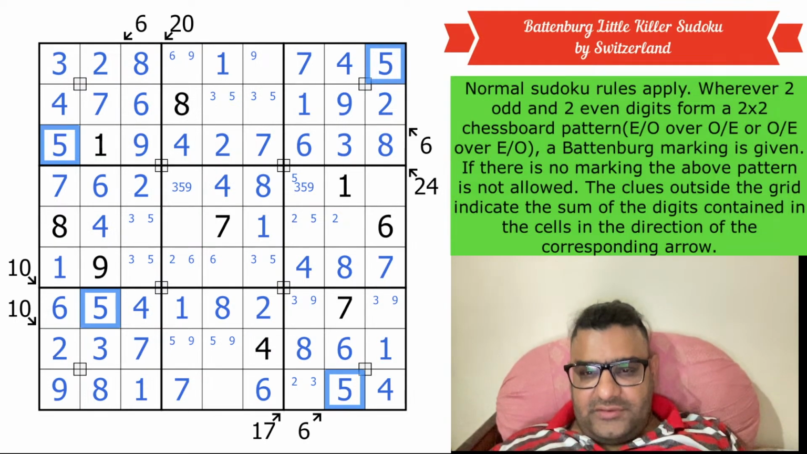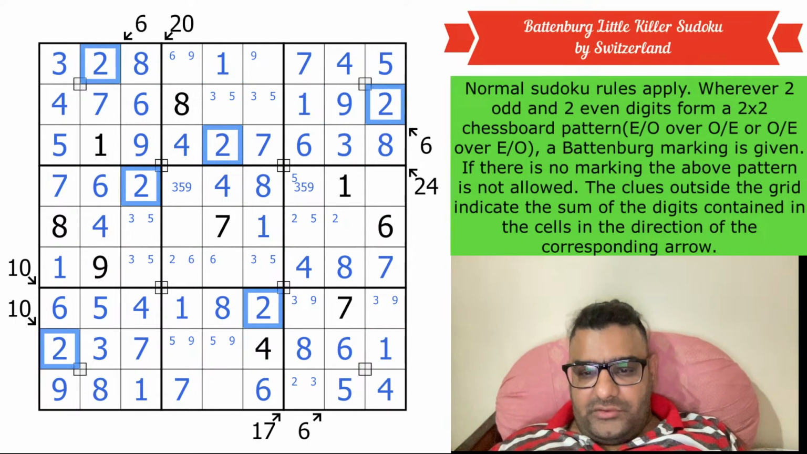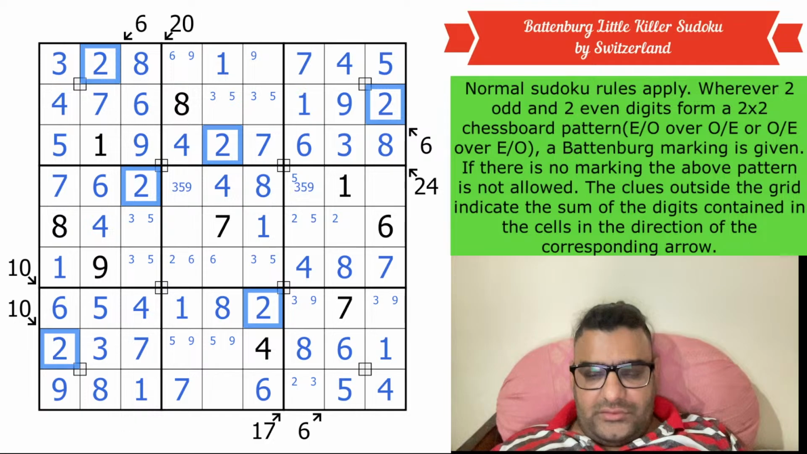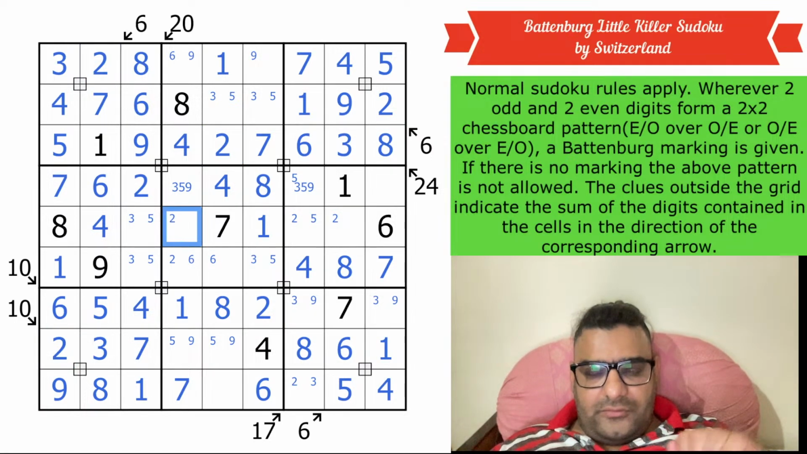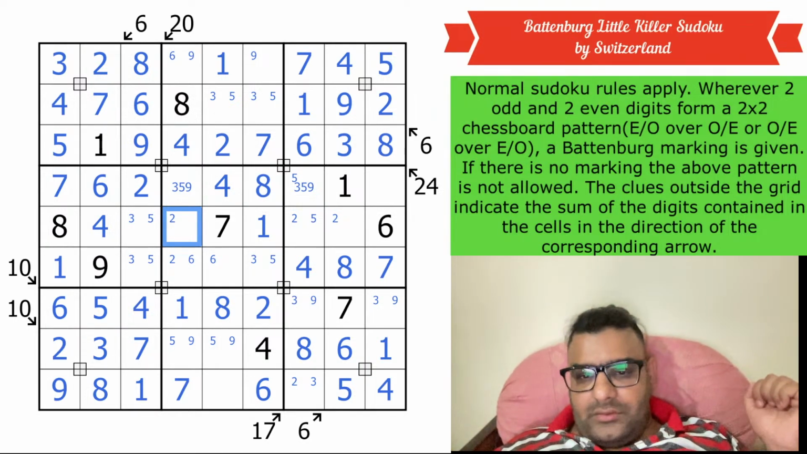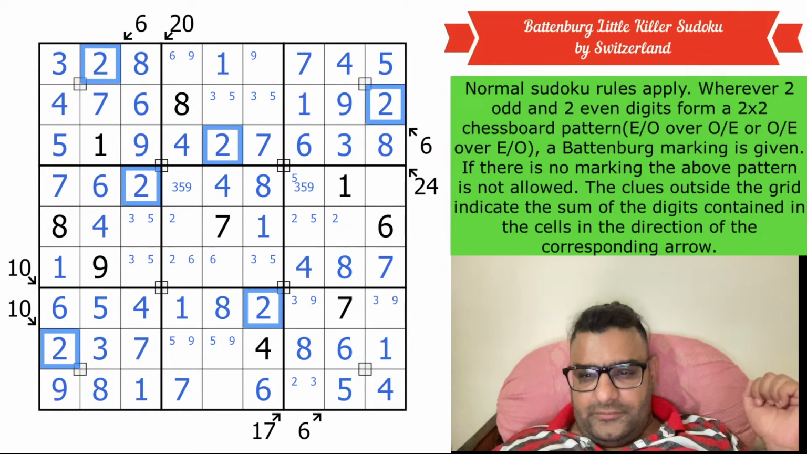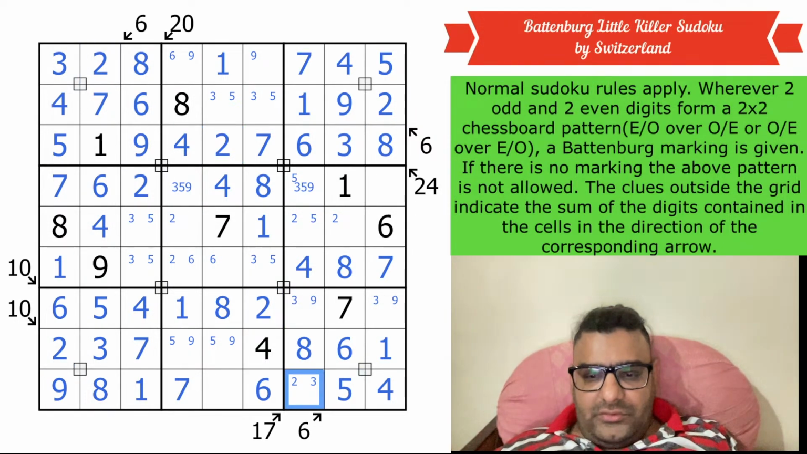What about 6? Again, check 1, 2, 3, 1, 2, 3. Number 2: 1 can, 2 cannot be here, 2 cannot be here. Can 2 be here? Yes, 2 can be here. Where is 2 in here? 2 cannot be here, 2 is one of these. So this is 2. If I check, yes. So 2 cannot be here, 2 is here.